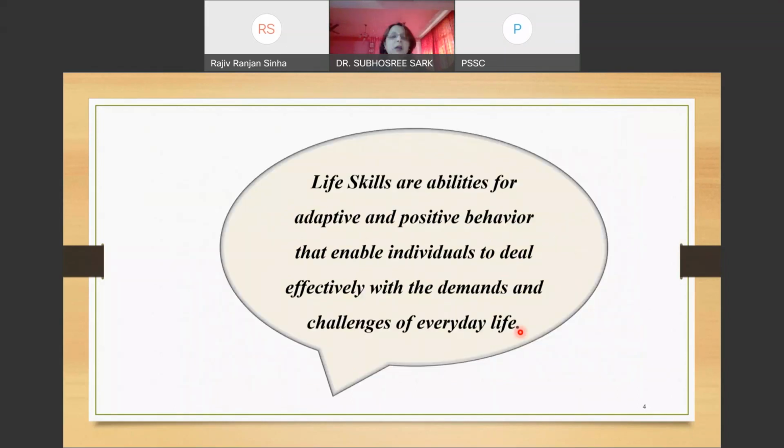Okay, so now life skills are abilities for adaptive and positive behavior that will enable individuals to deal effectively with the demands and challenges of everyday life.